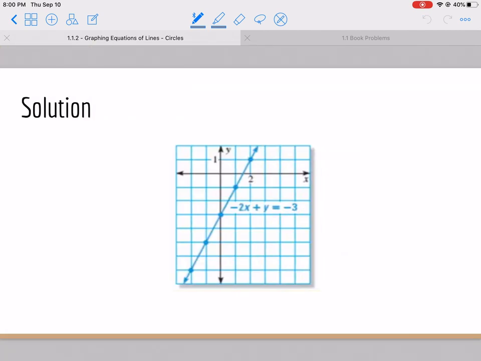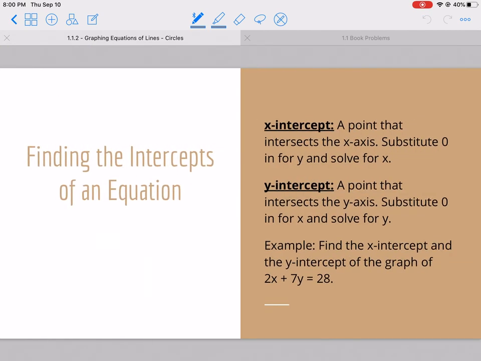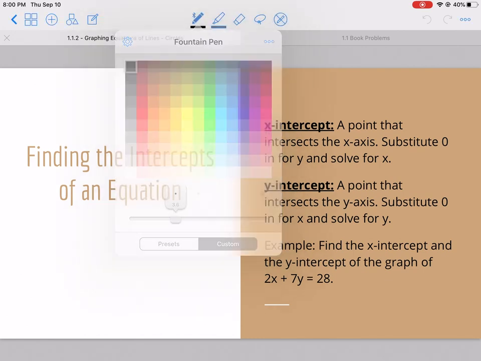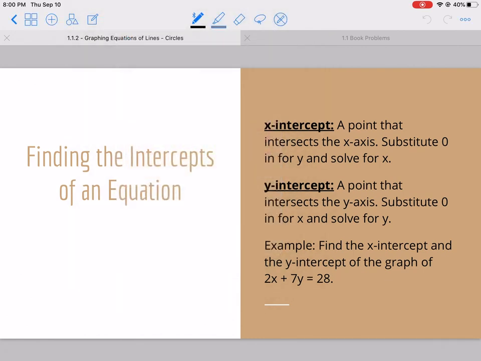Okay, here's the solution again. This just shows you a nice, neat graph. All right, next thing we're going to talk about today is how do you find the intercepts of an equation and then graph from that. So the x-intercept on any graph is a point that intersects the x-axis. So it's exactly like it sounds like. Think of an interception in football, okay? That is where the x-axis is intercepting the equation or the function.